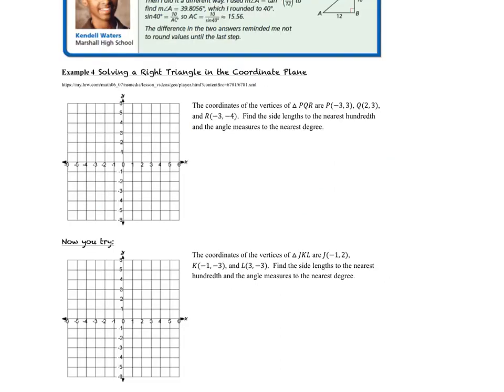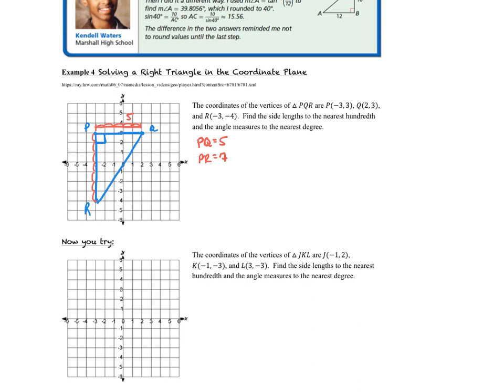In order to do example 4, let's graph these points first. So this problem is asking us to find all the side lengths and the angle measures. So the first thing is I know that I have a right angle here. I can even check with my slope to see that these are perpendicular to each other. And if I just count the length of this one, it's 1, 2, 3, 4, 5 spaces. So PQ is 5. PR is 1, 2, 3, 4, 5, 6, 7. So PR equals 7.